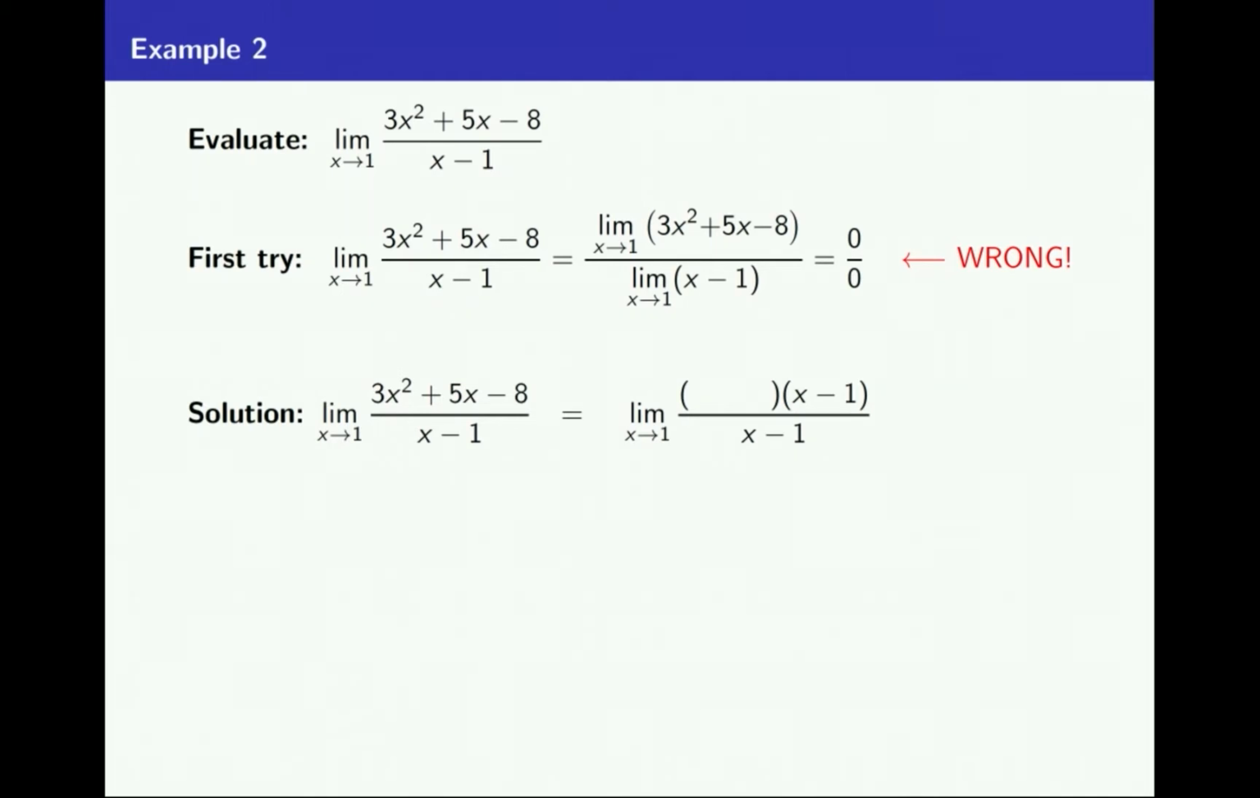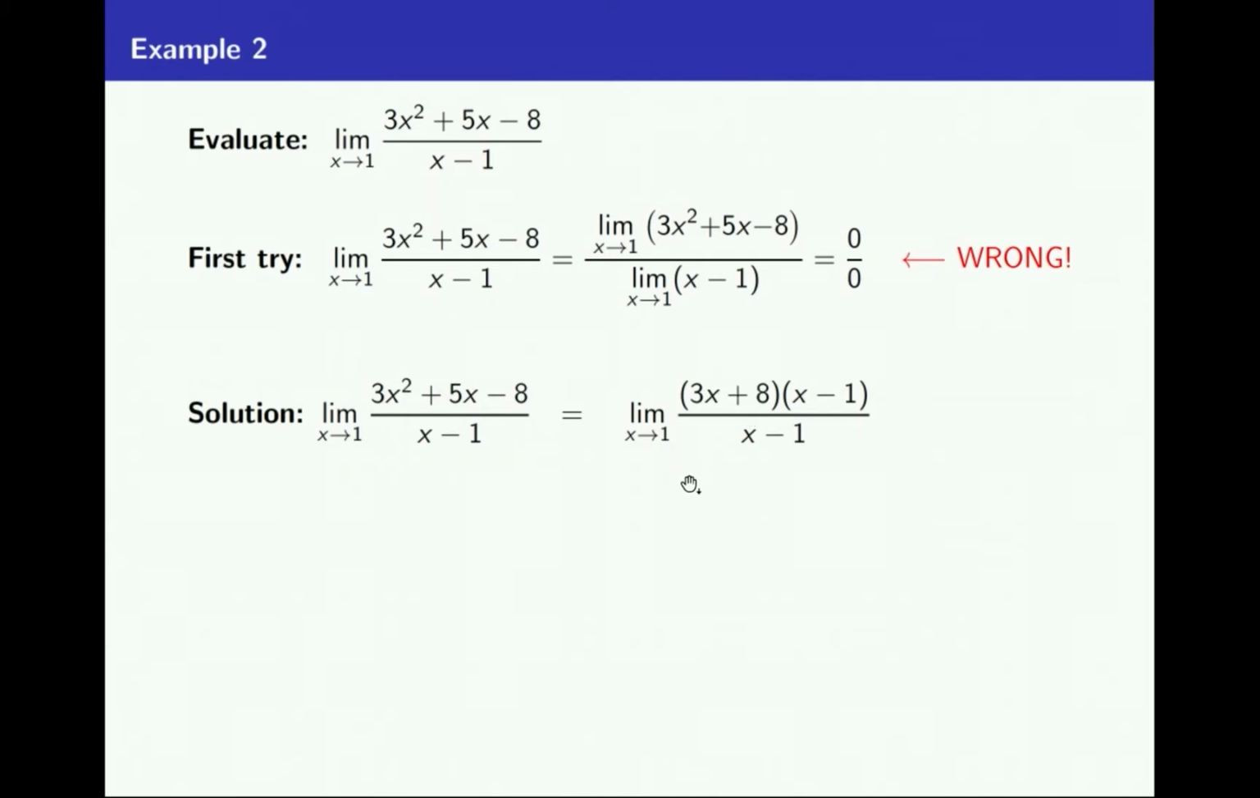Let's see if that's possible. If this were to happen, the term that would have to go here would have to be a 3x, so it multiplies with the x and gives us 3x squared. And then we'd have to have, let's see, the last terms, this times that, would have to give us a minus 8. So we need a plus 8 right here.